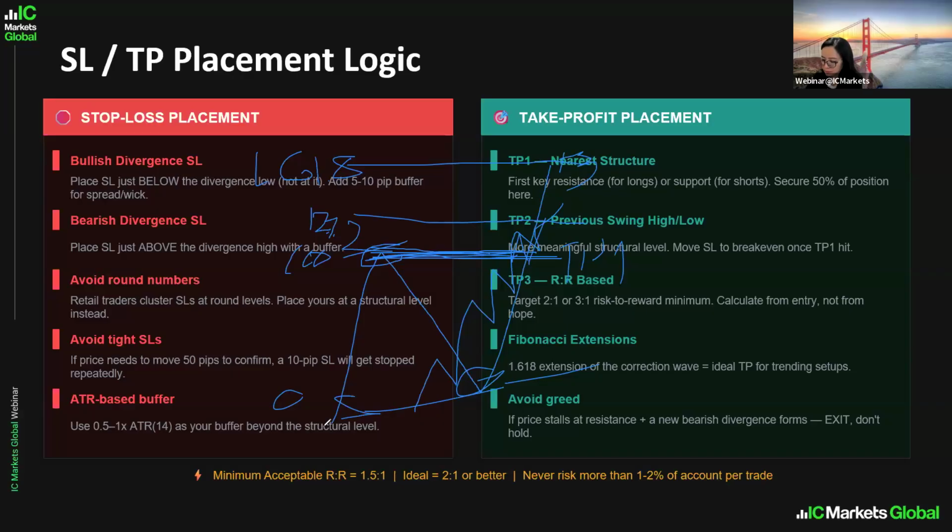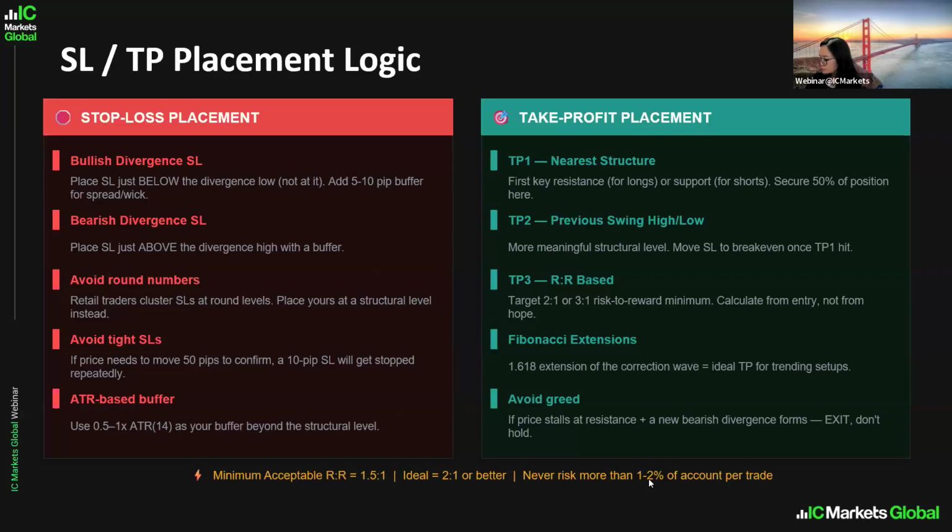All right. And the last one, avoid greed. So don't be greedy. If price stalls at the resistance level plus a new bearish divergence, exit, don't hold. Let's say you want to buy at the support level, price is rising, and you know that this is the resistance level. When price is about to hit, you need price stalling there, stalling, rejection, stalling. What are you going to do? You should exit, because there's a high chance price might just reverse.